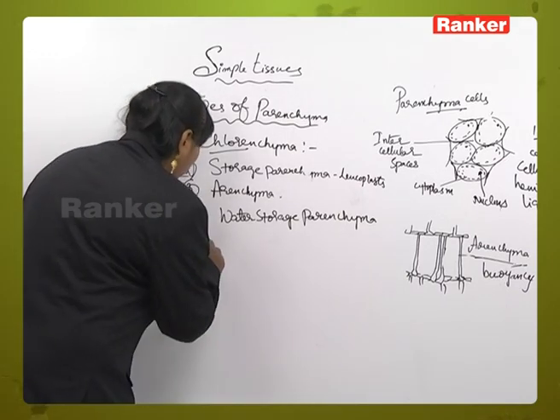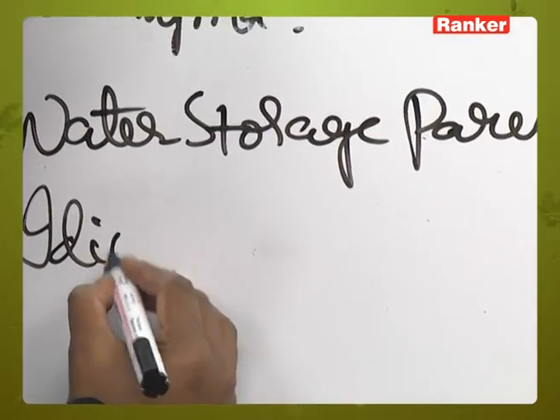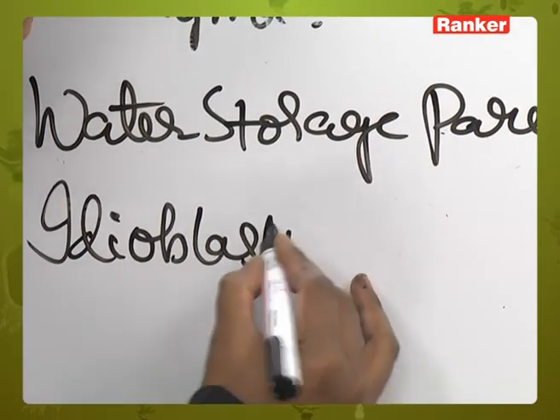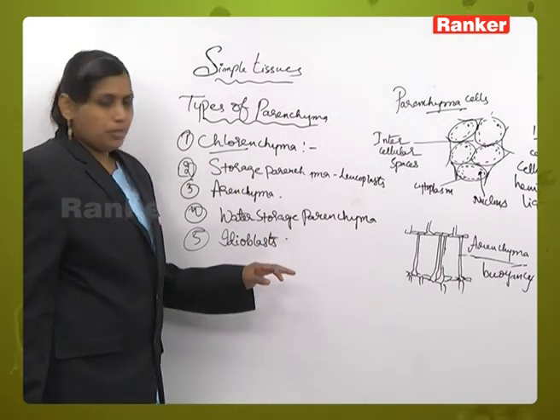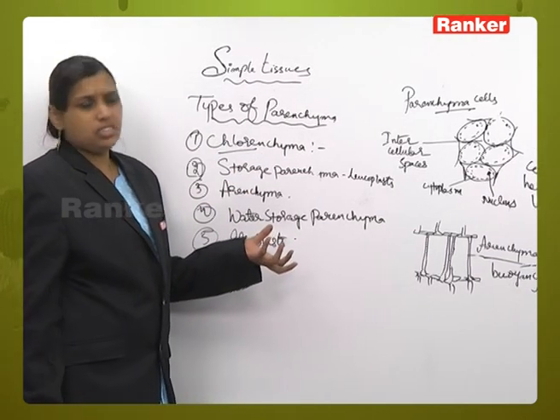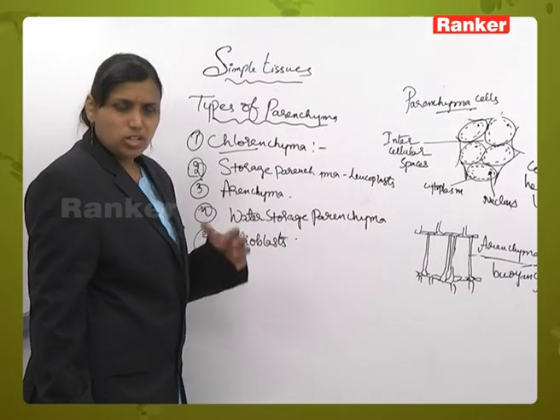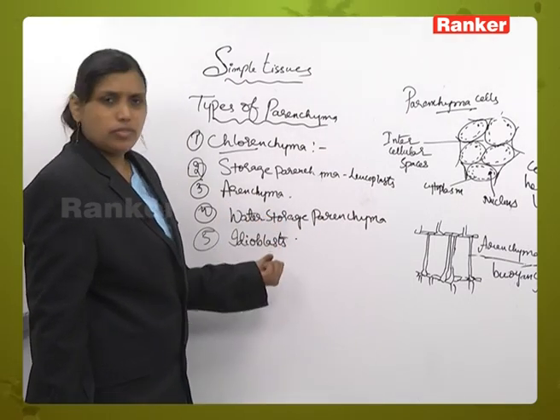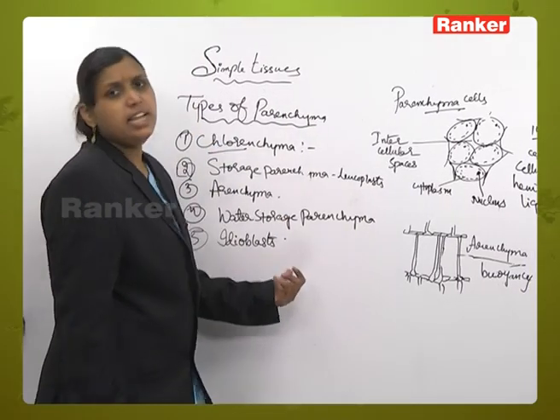Next one is idioblasts. Now, what is an idioblast? There are certain secretory materials, secondary metabolites, which are secreted in the plant body. The secretion or the storage of this material is related with a type of parenchyma cells, and those are called idioblasts.